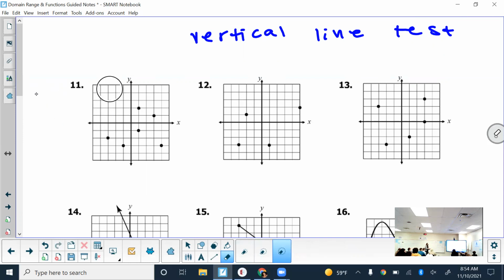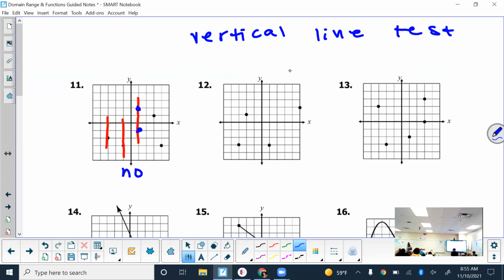But the question being asked right now is: is it a function or not? And we're going to use the vertical line test. So you draw vertical lines basically through each data point. If it hits more than once on a vertical line, then it fails. And if it fails, is it a function? So number 11 is not a function. It fails right here. There's 2 dots on one vertical line. So that means that x has 2 different y values.